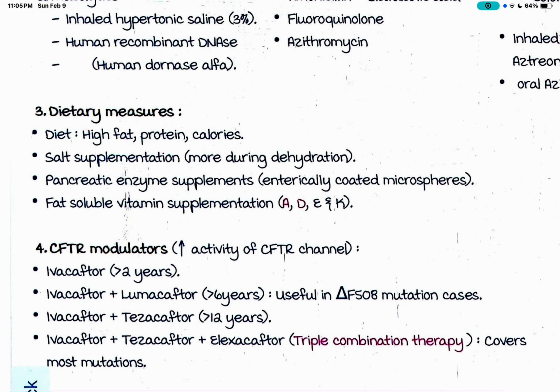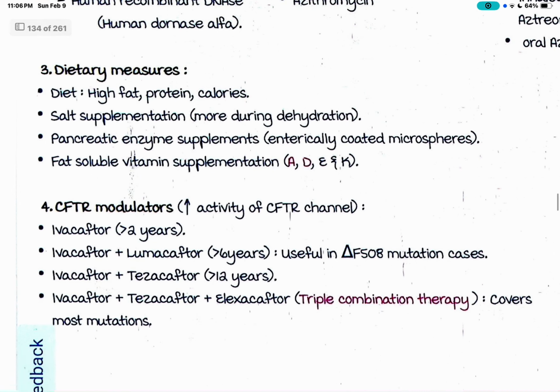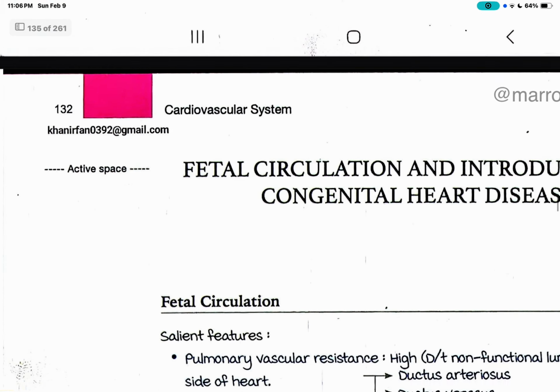CFTR modulators increase the activity of the CFTR channel. Ivacaftor for more than 2 years. Ivacaftor plus lumacaftor for more than 6 years, useful in delta F508 mutation cases. Ivacaftor plus tezacaftor for more than 12 years. Ivacaftor plus tezacaftor plus elexacaftor triple combination therapy, which covers most mutations.